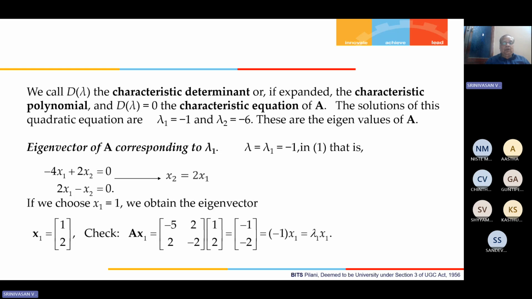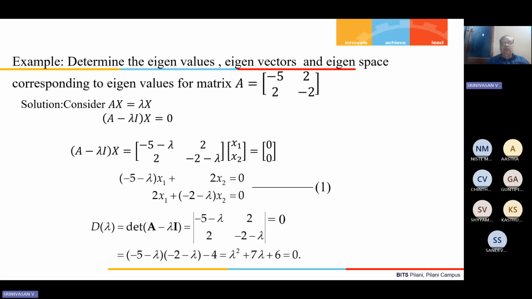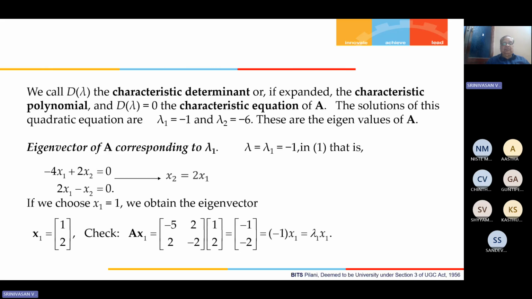So you get now, just see, -5 minus lambda, is it not? So -5 minus lambda becomes -5 plus 1. So you get -4x1 plus, just go there, plus -4 plus 1, that is -4x1 plus 2x2 equal to 0. Then 2x1 plus, this is -2 plus 1, so -x2. 2x1 minus x2 equals 0. So thus, by putting lambda equal to -1, you have these two equations.